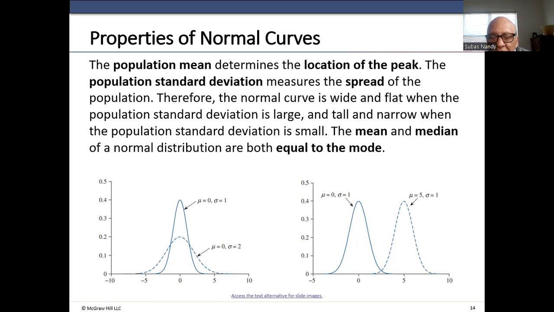Also, let's look at the diagram on the right-hand side. Here, the means are different because the peaks are at different places for the two curves. The first curve, the peak is at mu equal to 0. The second curve, the peak is highest at mu equal to 5. But they are both spread out about the same. So the population standard deviation is the same for both, sigma equal to 1. So the width of the distribution is given by the population standard deviation.